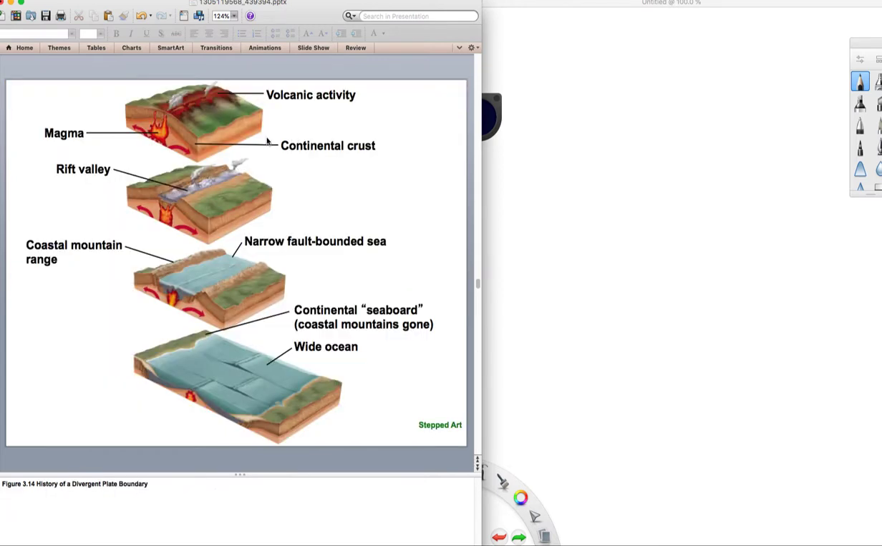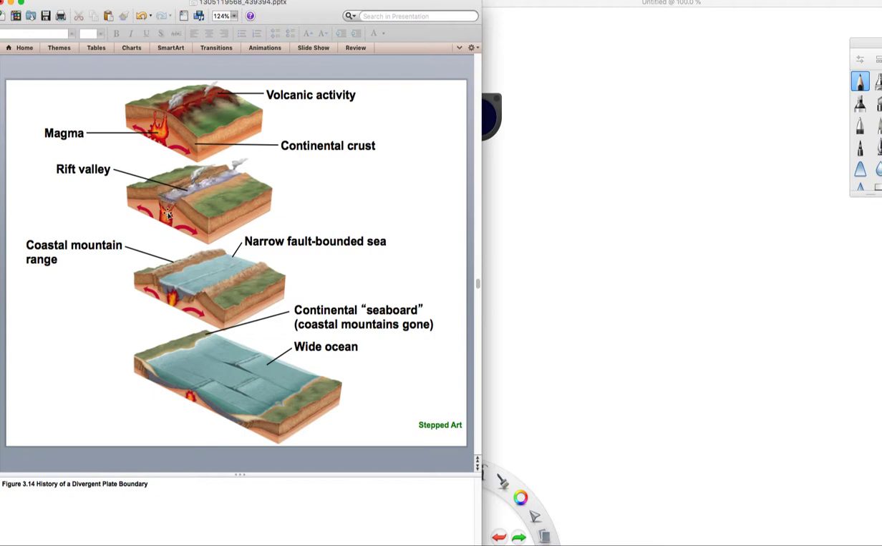Here's a step-by-step progression of developing an ocean basin. For example, let's say we had Pangaea, a supercontinent here, back in the Paleozoic, and then we begin to tear the continent in two by causing magma to upwell underneath the continent. We see volcanic activity, and eventually the continent tears in two, and we get this rift valley. So a good example of this would be like the East African Rift, where you see Kilimanjaro and Mount Kenya, so big volcanoes in that rift valley.